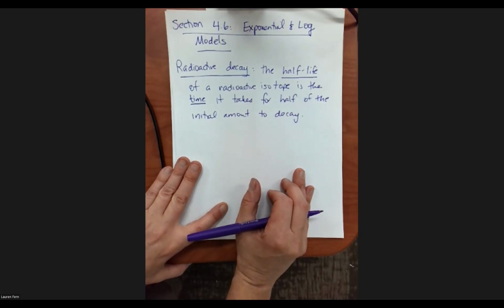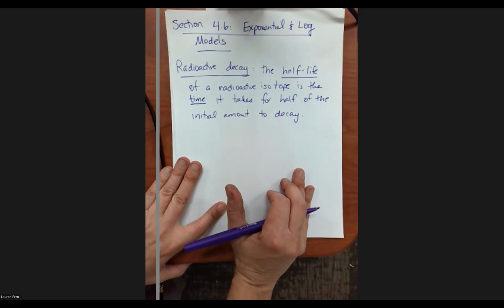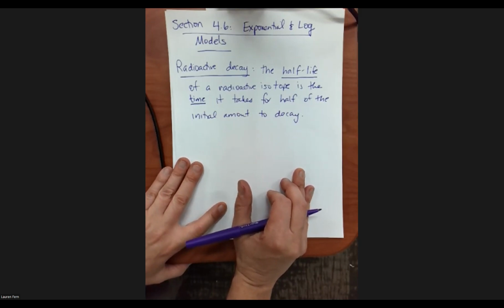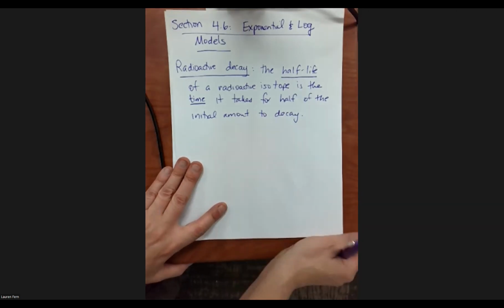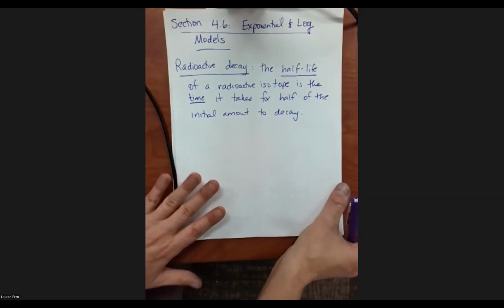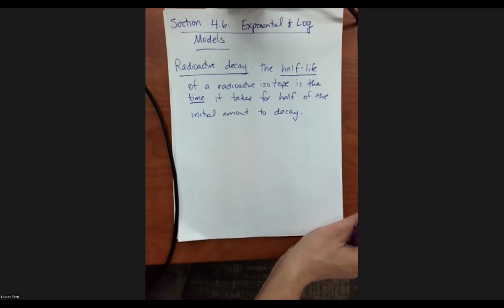Have you heard that term before? Yeah, no. Well, now you have. Okay, that's actually how they do a lot of dating from archaeological digs, right? They look at how much carbon-14 is left in the substance, and they know that the half-life of carbon-14 is 5,730 years, and so that helps date how old that artifact is. Okay, so this is real life stuff.